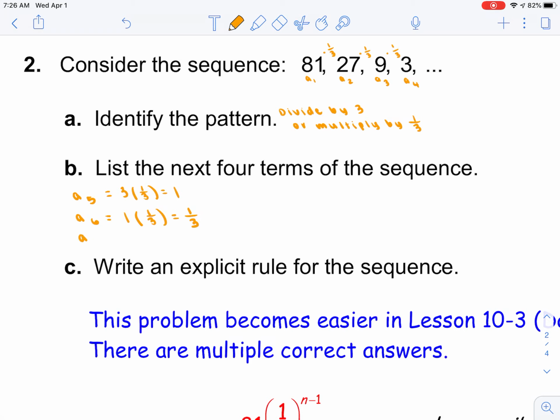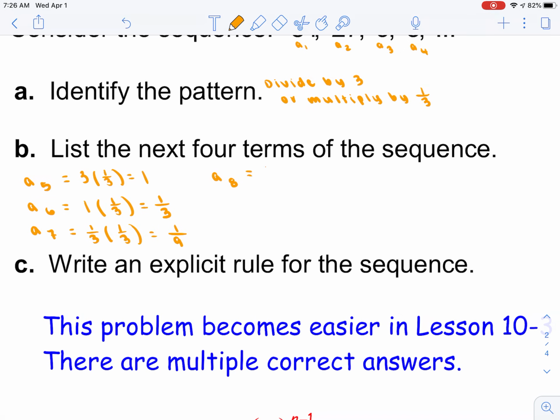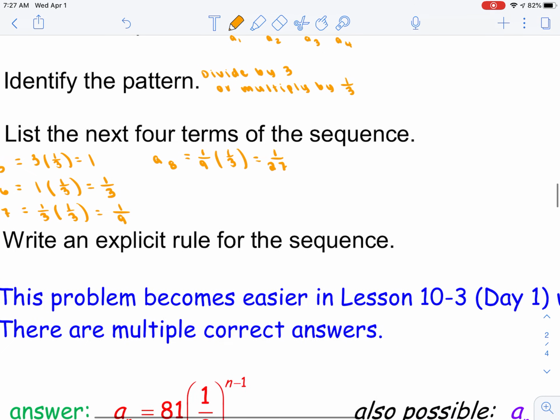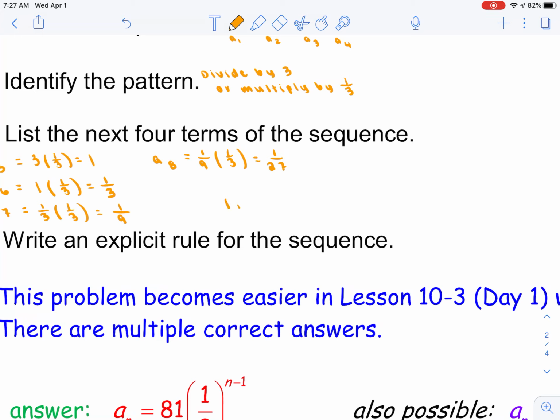And then if I wanted to find a sub 7, I would have to take a third and multiply by a third, and I'd get a ninth. And then finally, for that 8th term, I would have to take a ninth and multiply by a third, and I'd get 1 over 27. So you could write it as I did, or you can write each of those in a list.